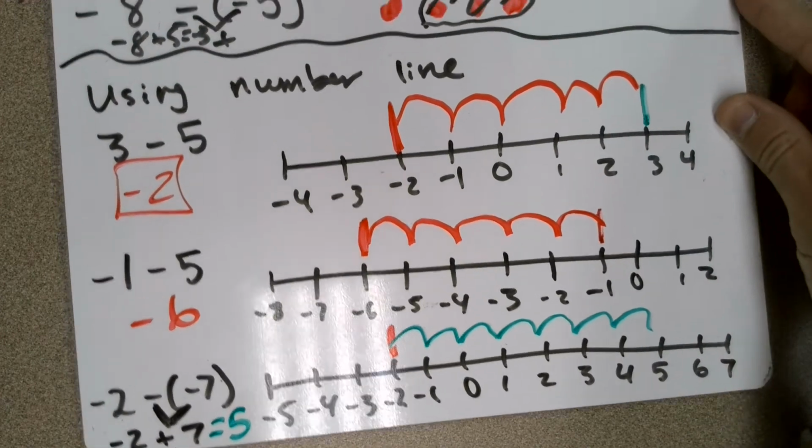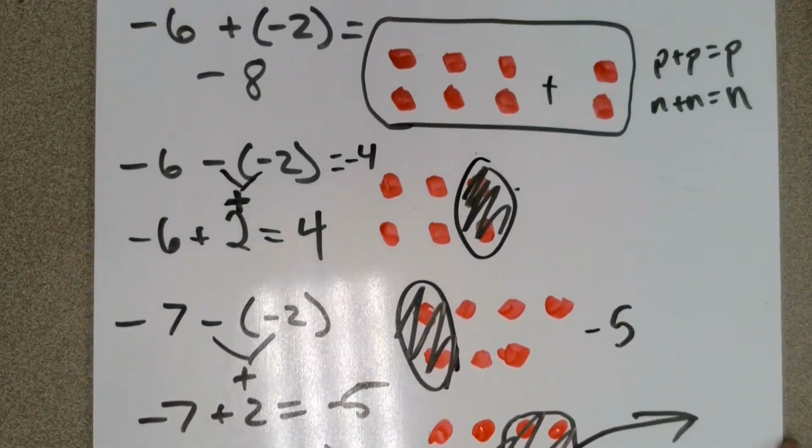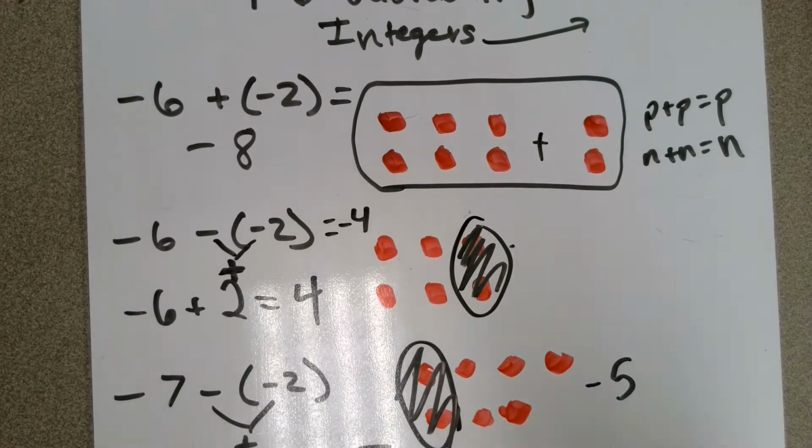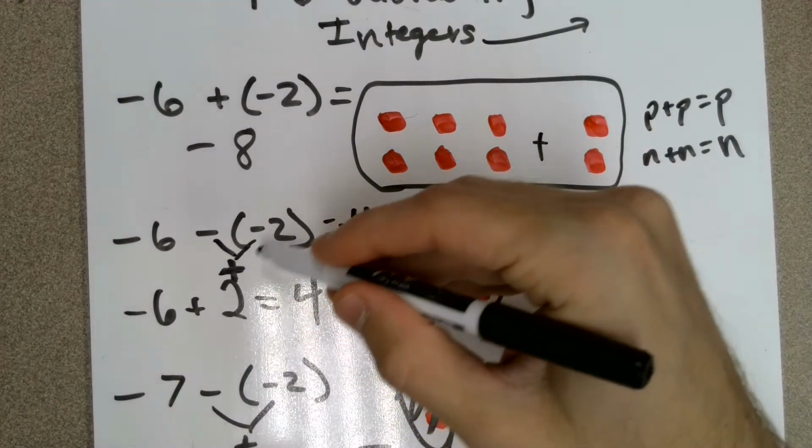So those are a bunch of different strategies that you can use models for. Big things to take away from that. If you have those double negatives, you can make it a positive.